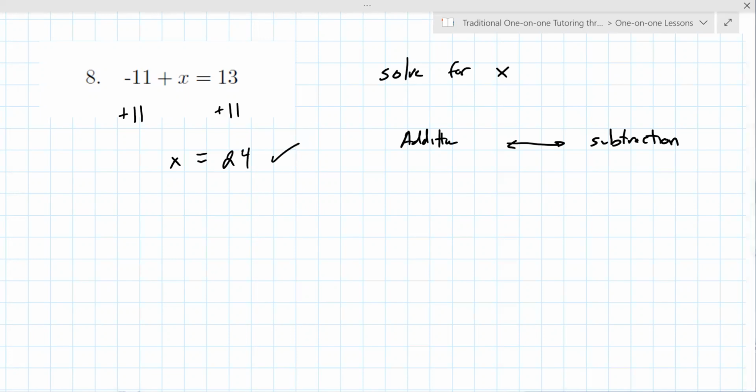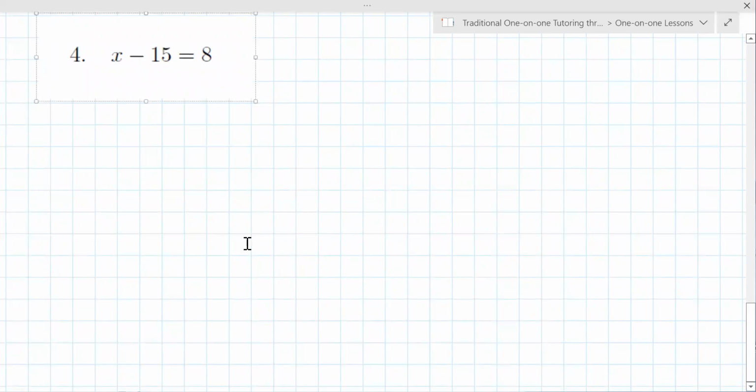Okay, let me have you try another one here. How do you solve this problem? Add 15 to both sides. So go ahead and do that and give me your final answer. 23. X is 23. Yeah, you're adding 15 to both sides, so X is 23.